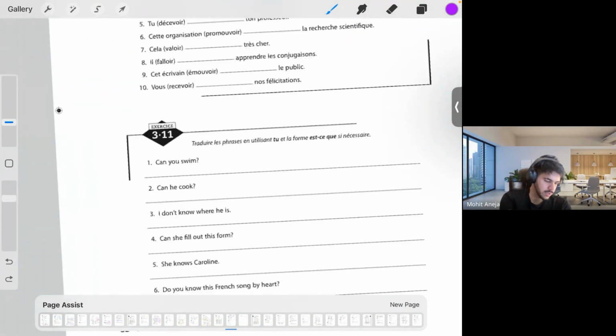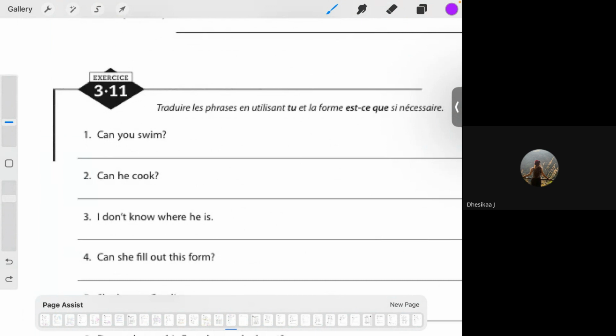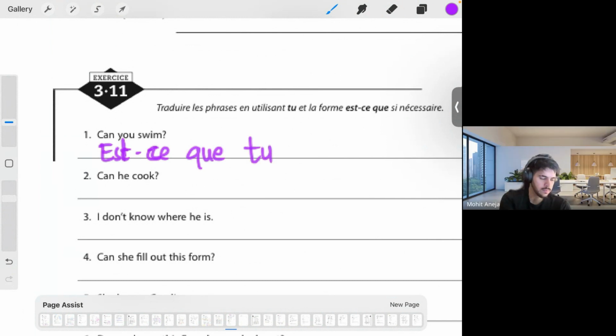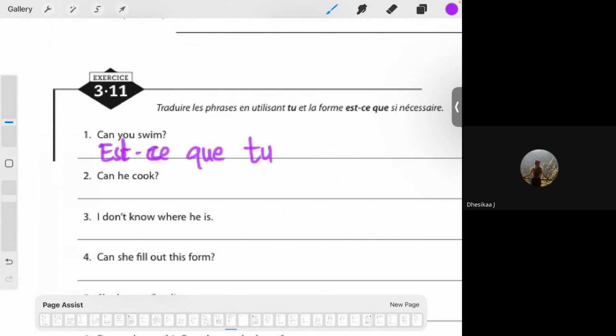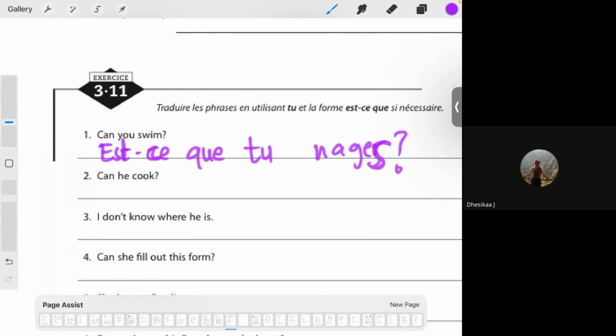You can do this exercise. For example, we'll do this. Can you swim? Est-ce que tu nager? Nager. It's an ER verb, so, yes, tu nages. So this actually translates to do you swim? It's not can you swim.